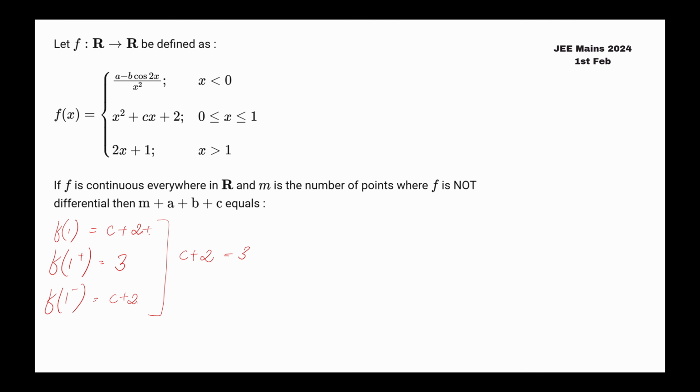Sorry, here we would have a 1 as well. This would be a plus 1. So c plus 2 plus 1, this should be equal to 3. That means c is equal to 0. So we've gotten our first value from the first equation.